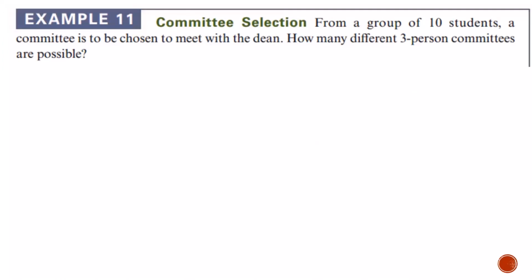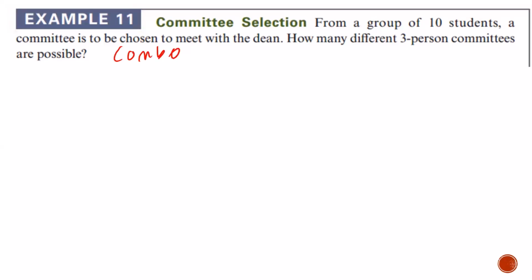You can also think of some other interesting things. I have a group of 10 students. A committee is being chosen to meet with the dean. How many 3-person committees are possible? Is this an example of a combination or a permutation? This is a combination.